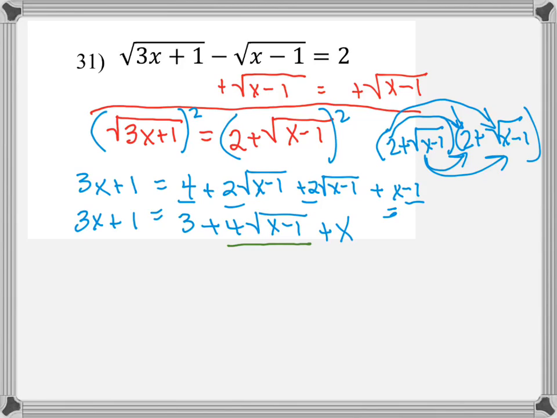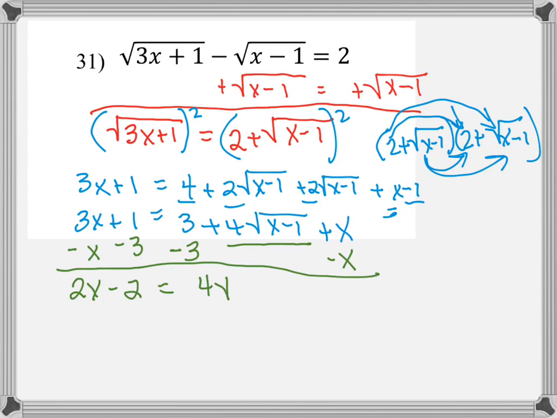So we'll get this radical by itself. Let's subtract 3 from both sides. Let's subtract x from both sides. So we now have 2x minus 2 equals 4 times the square root of x minus 1. So ideally, we'd like to be able to divide both sides by 4 to truly isolate the radical, but it's okay to have a number that's being multiplied by the radical. I will still try to make it smaller.